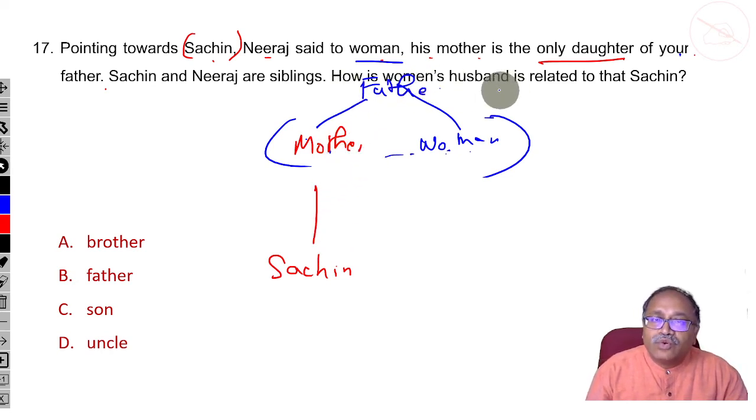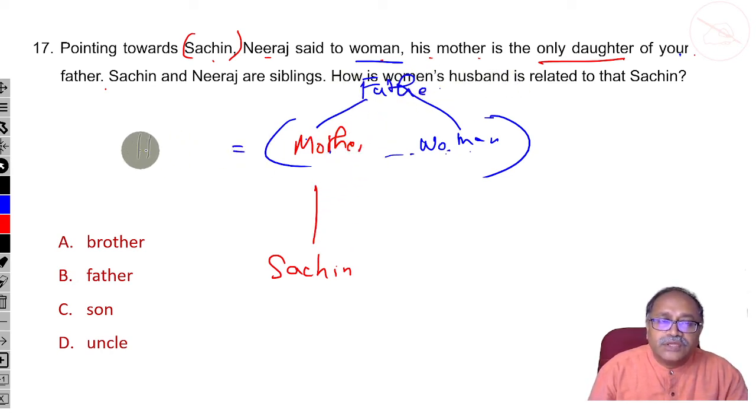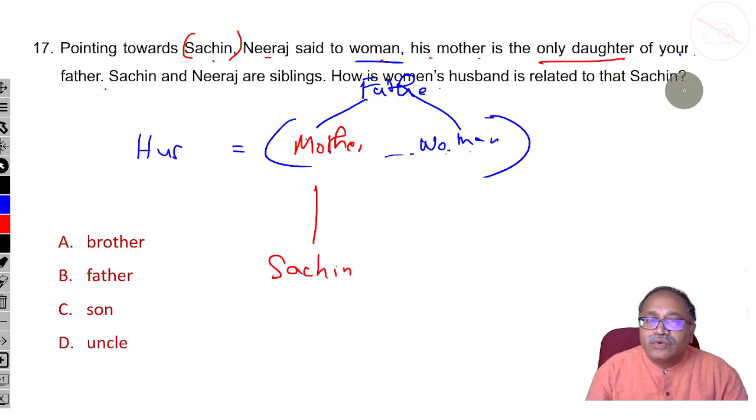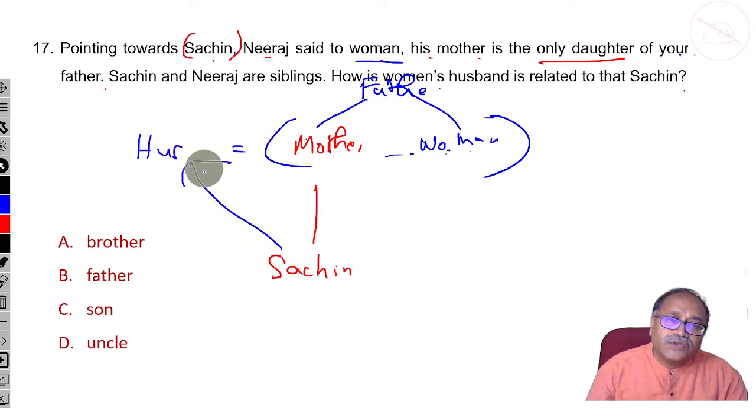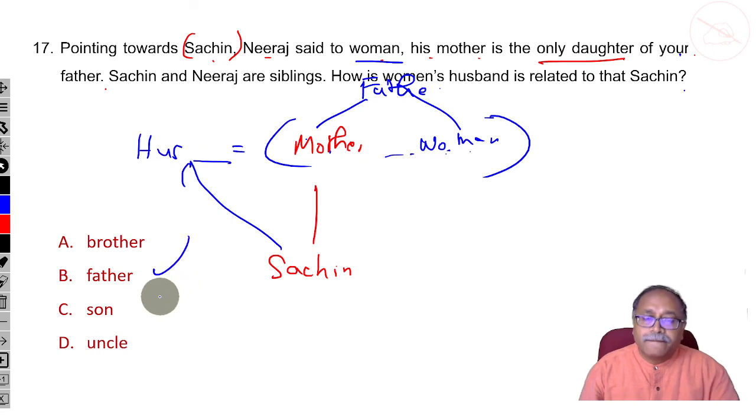Now how is woman's husband? Woman's husband is related to Sachin. So Sachin father, option B.